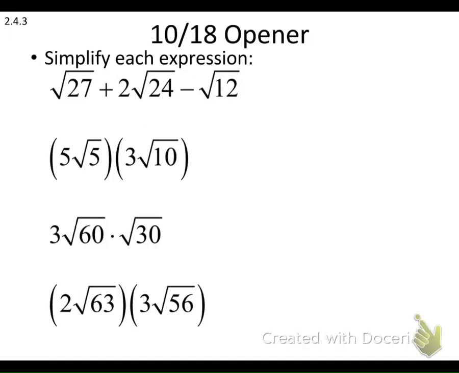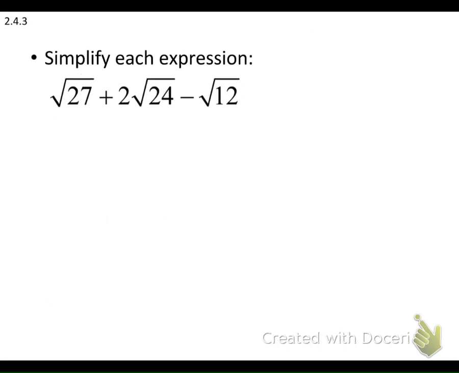Okay, so today's opener, we start with the first problem that is a review of last week's lesson. The next three problems are going to be what we learned and focused on this week. So let's take a look at the first one here. So we have the square root of 27 plus 2 square root of 24 minus the square root of 12. When we're adding and subtracting square roots, we first have to put each square root in simplest form. We do that by first factoring each radicand.